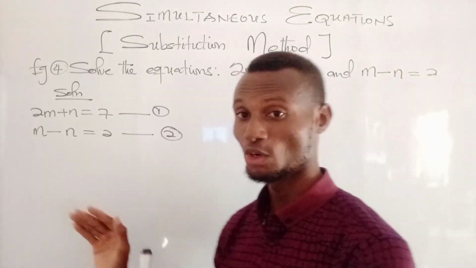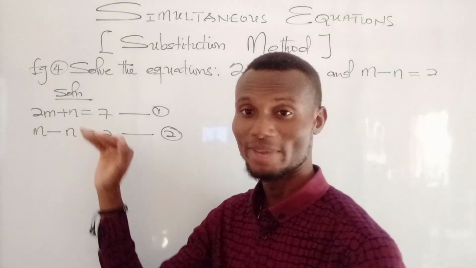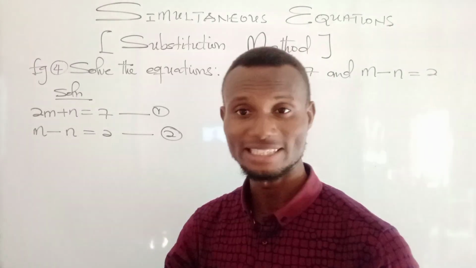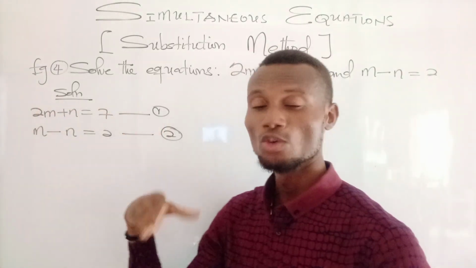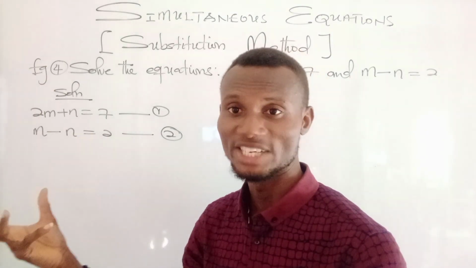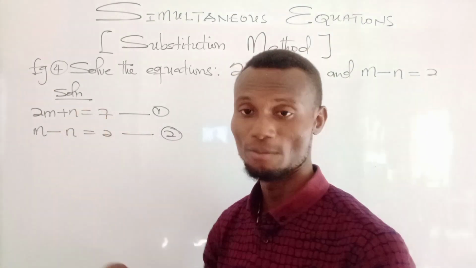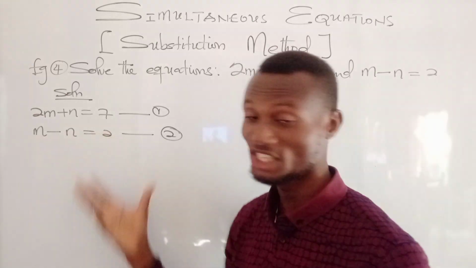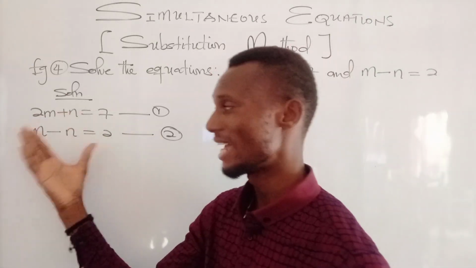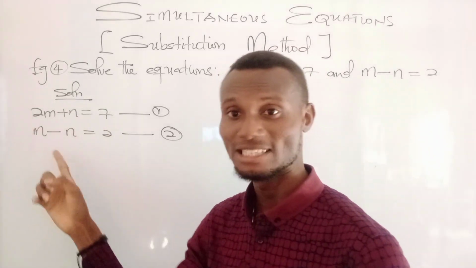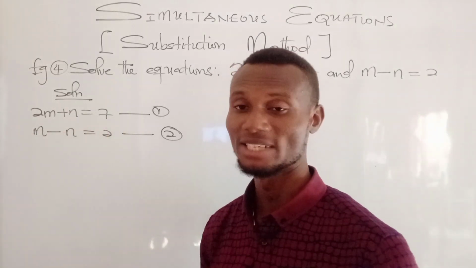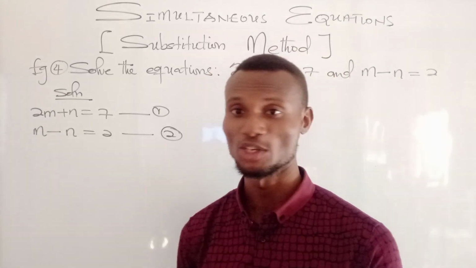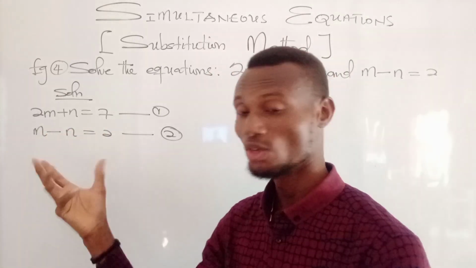So let's continue. I'm saying that from any of the given equations, you choose to make any variable that you want the subject. If you start with equation 1, you can either choose to make m the subject or to make n the subject. Any of it, you get the same answer. Or if you start with equation 2, you can choose to make m the subject or n the subject, and we are going to get the same answer. So whatever you want to do, you can choose.